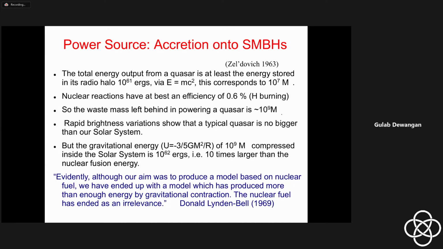So the conclusion, given by Donald Lynden-Bell in 1969, in his own statement says: evidently, although our aim was to produce a model based on nuclear fuel, we have ended up with a model which has produced more than enough energy by gravitational contraction. The nuclear fuel has ended as an irrelevance. So the conclusion is that the gravitational energy release as matter accretes onto the compact object can power these powerful active galactic nuclei.